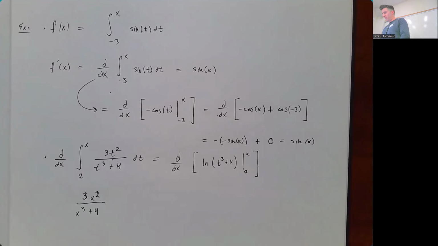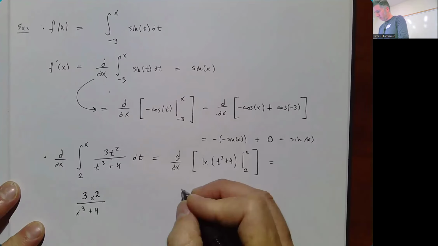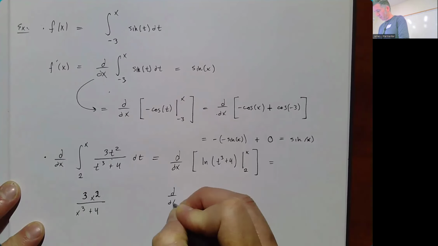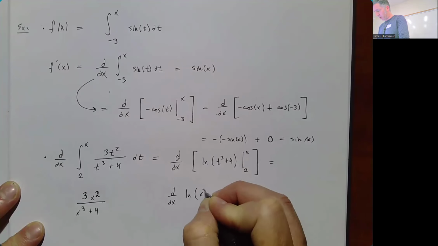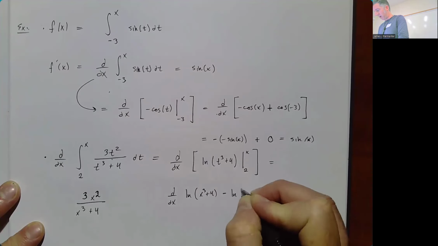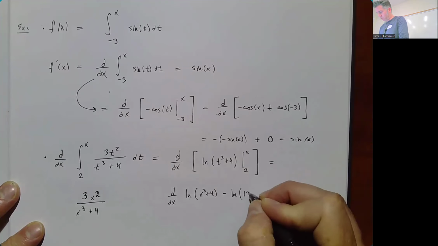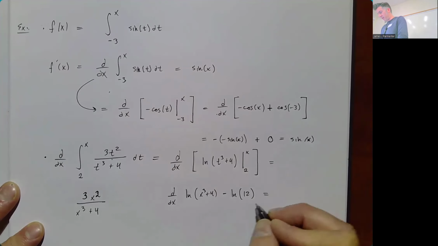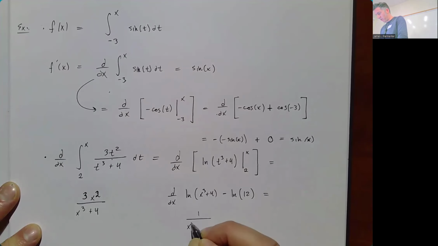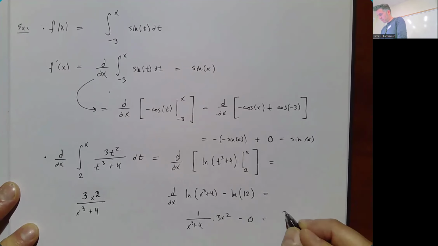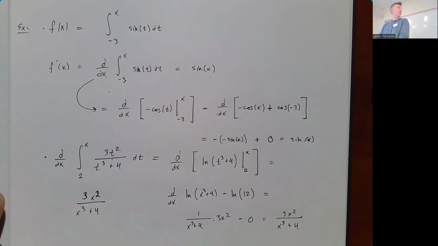It's going to work out perfectly, right? We're going to plug in the x's. We're going to get the derivative of the natural log of x cubed plus 4 minus the natural log of 8 plus 4. And then when we take the derivative of that, we're exactly going to get 1 over x cubed plus 4 times 3x squared minus 0. Just like we said it should be. The chain rule gives us 3x squared. Right, exactly, because of the chain rule.